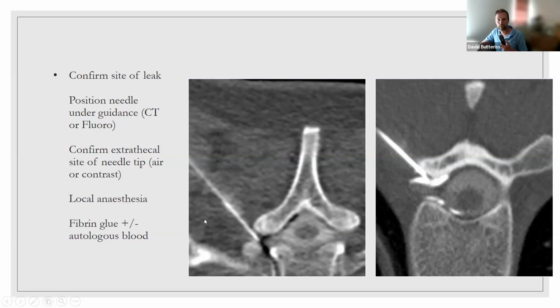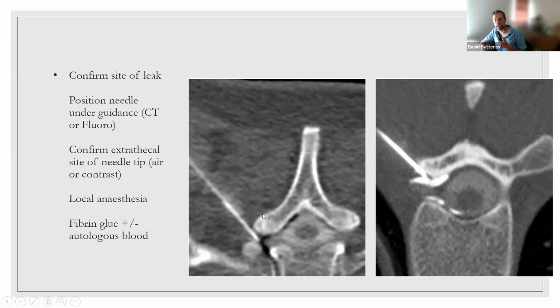So first thing you need to do, as described ably by my colleagues, is confirm where the site of the leak is. And then we need to see if we can get the needle to the site of the leak, and we can do that on the myelography CT. Once the needle is in position, we confirm that the needle tip is not within the theca. We don't really want to inject all our glue intrathecally if we can help it. So we can either use a bit of air, as in this case, to give negative contrast, and see this black area is air extrathecally, or we can inject a little bit of Omnipaque contrast to confirm again that this is sitting outside the theca, but in the foramen where the leak is.